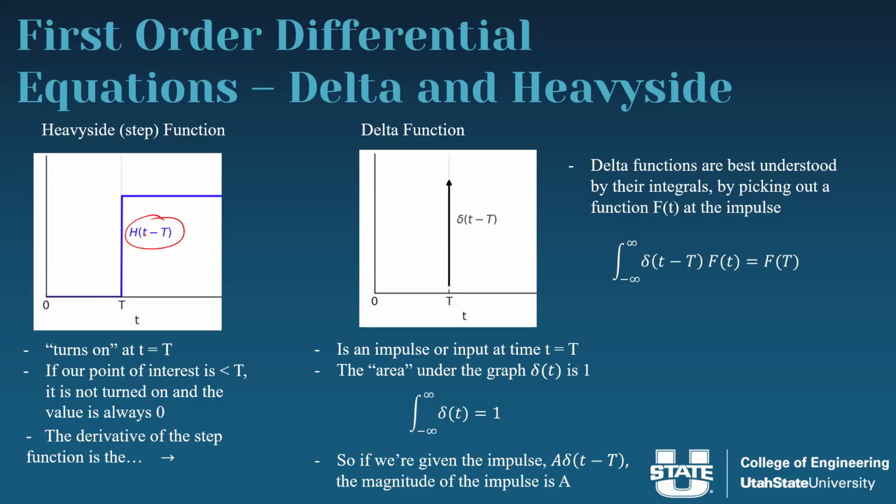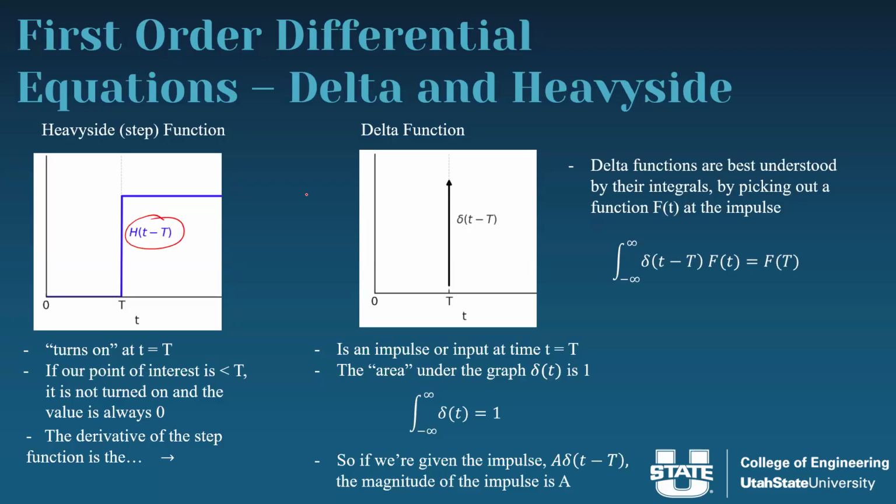This big T right here will be replaced with some constant. What happens is that this function stays at 0 until it gets to that constant, and then it jumps to 1 and stays at 1 for infinity. So you can use this to turn a function on after a certain amount of time.